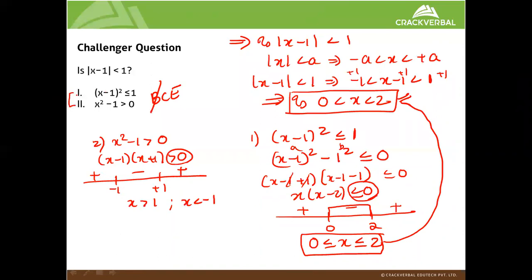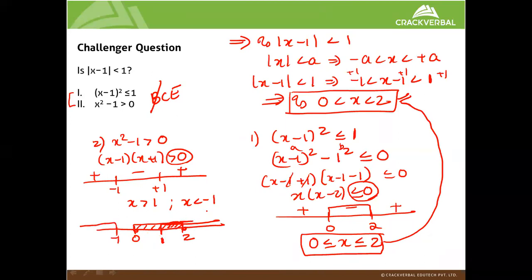Now I'm going to combine the two statements. The reason why I chose this question is because sometimes when you combine statements with inequalities, it always makes sense to plot things on the number line. The first statement tells me that the value of x is between 0 and 2, inclusive of 0 and 2. And the second statement tells me that the value of x is greater than 1, and it's going to be less than minus 1. This is 1, this is minus 1.